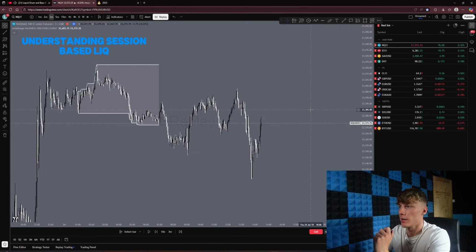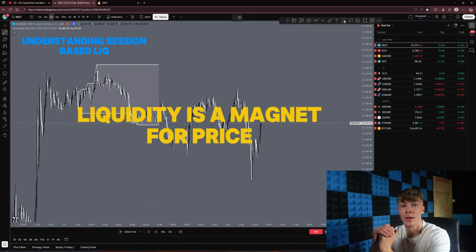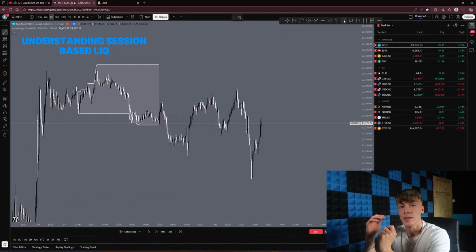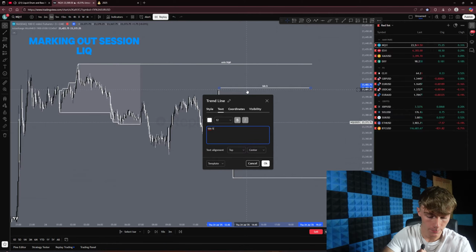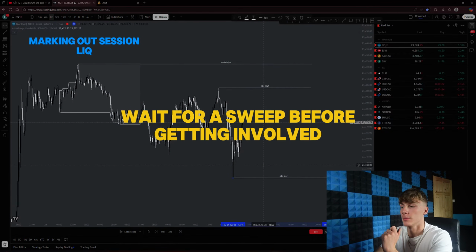Now, when we talk about targets, I'm just going to bring you on chart. I want to take you over this example. So we understand liquidity lies at highs and it also lies at lows, and price is magnetized to those areas. Now, when we understand where liquidity lies in the market, it makes it so much easier to get involved. So let me draw you out an example. So up here is the Asia high. This one here is the London high. And all the way down here is the London low. Now, in order for me to get involved in price, I want these to be taken.